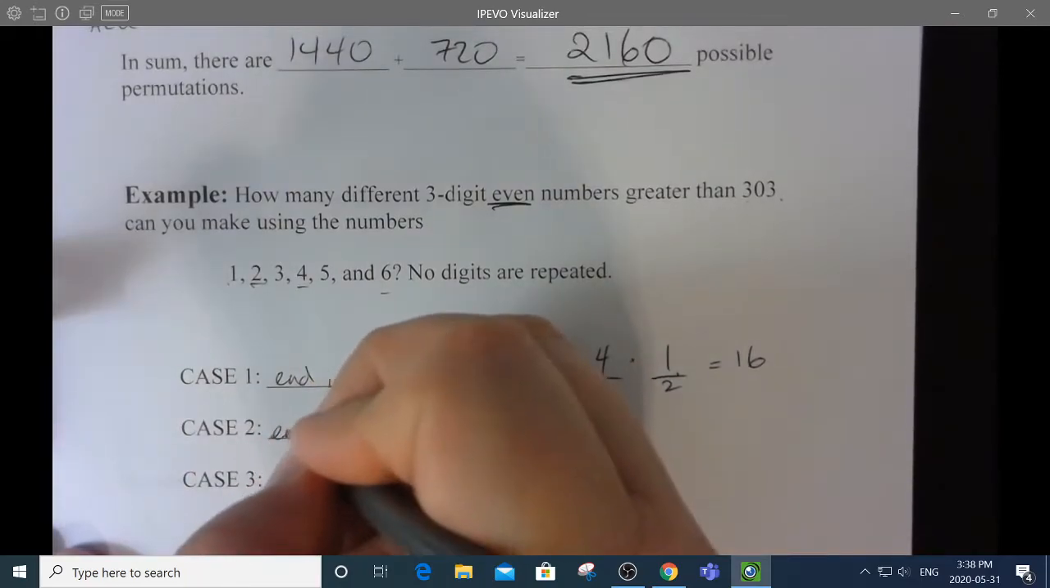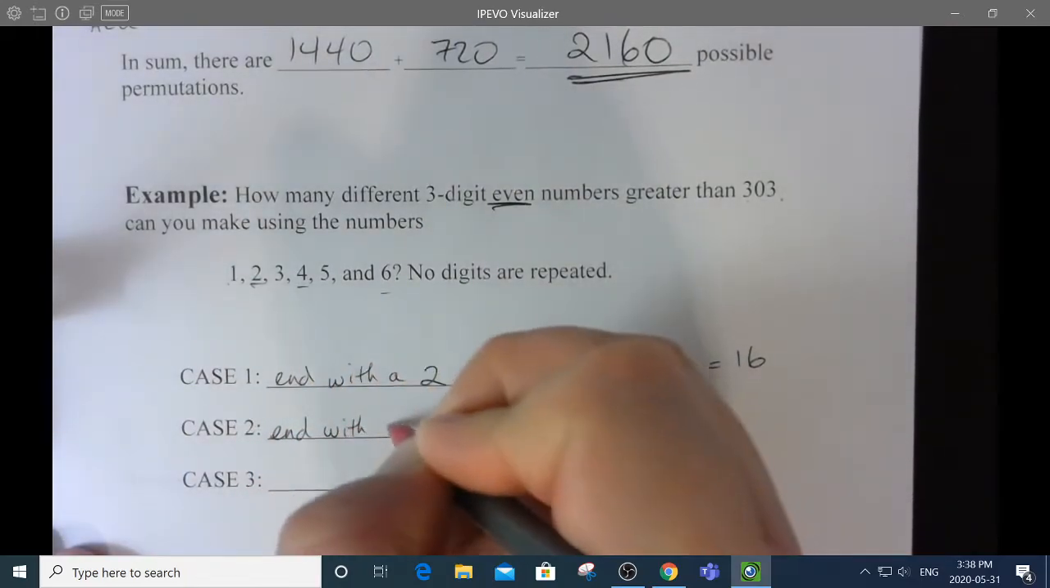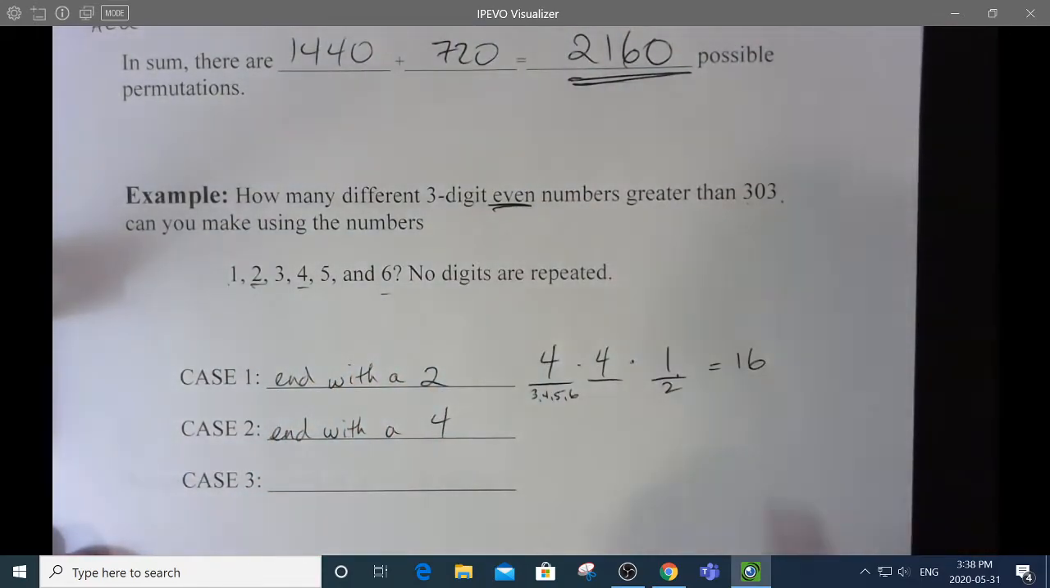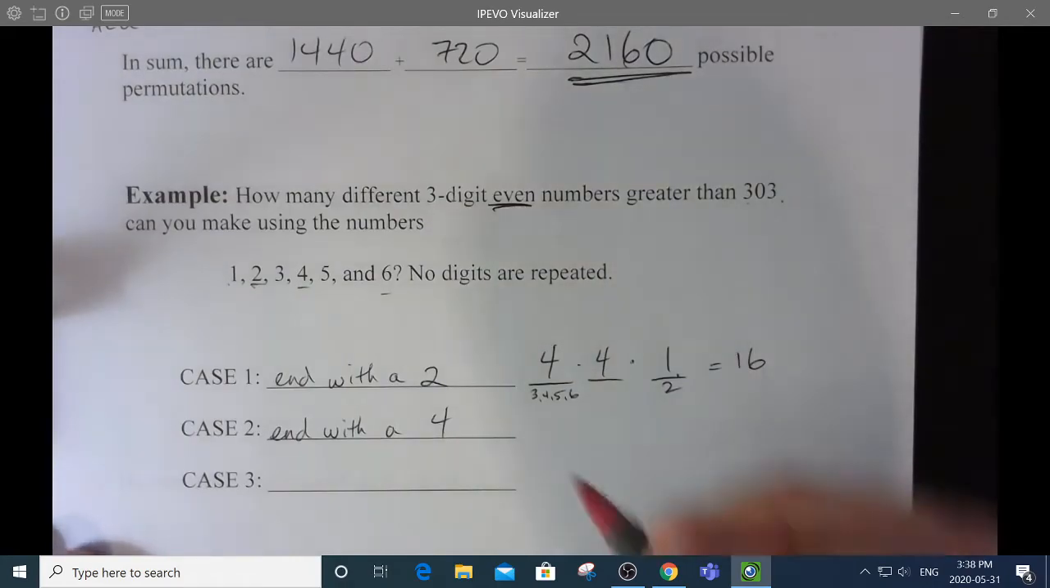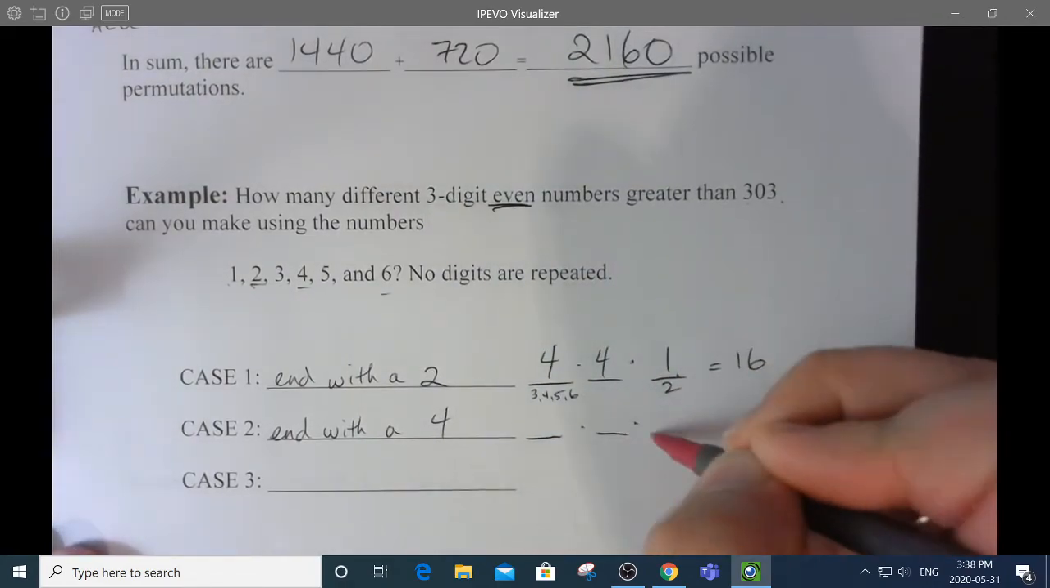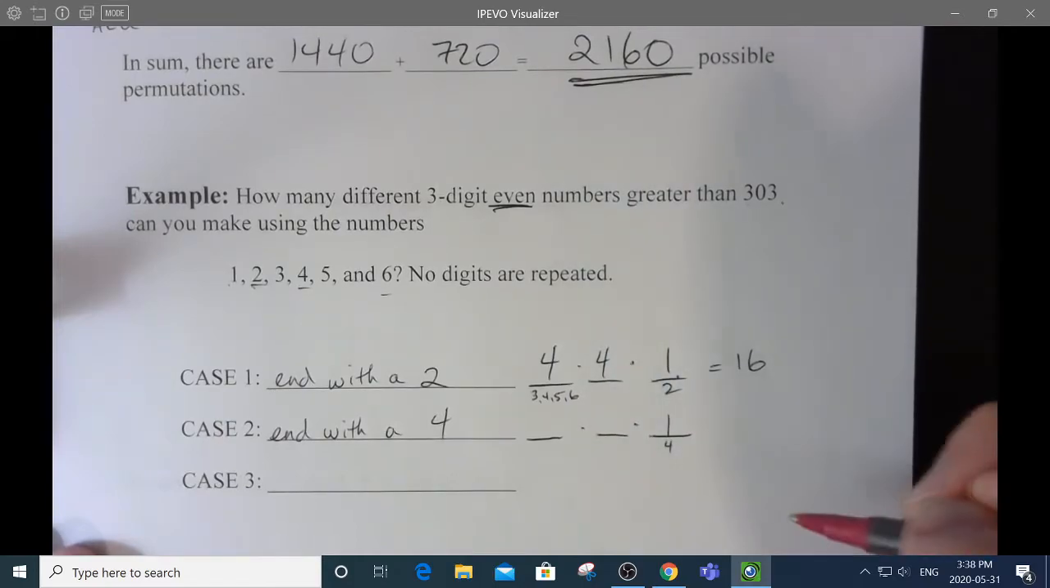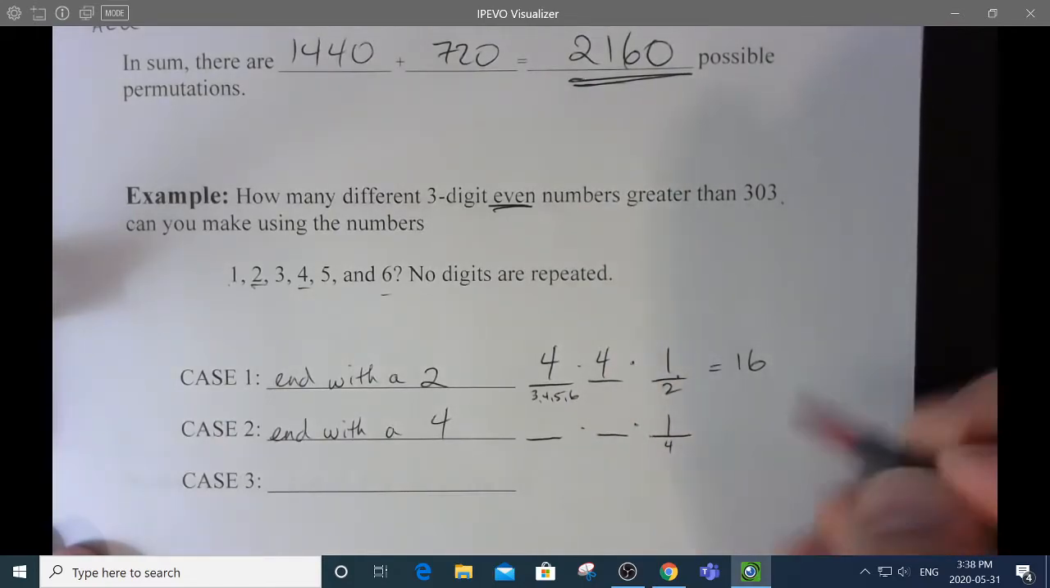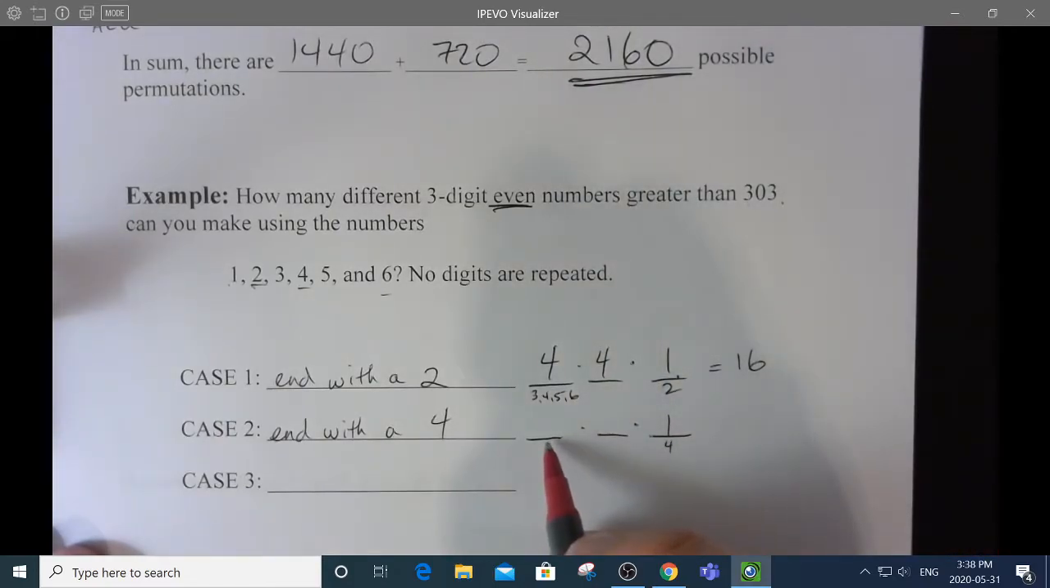For case 2, I end with a 4. Now, if a 4 has to go in this last spot, so there's one thing that can go there, notice that this isn't a 4 this time, because I can't use the 4 in the first spot like I did here. It still has to be bigger than 303.